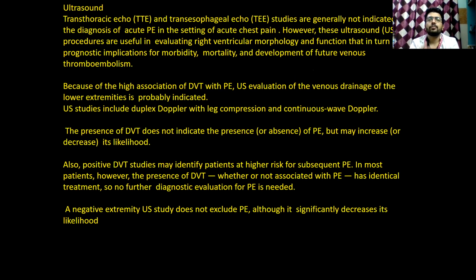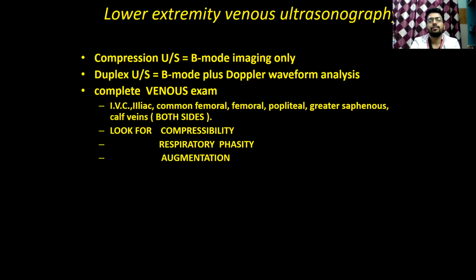Ultrasound: transthoracic and transesophageal studies are generally not indicated. Because of its high association of DVT and PE, US evaluation of venous drainage of the lower extremity is probably indicated. Presence of DVT does not indicate the presence of PE, but may increase its likelihood. Positive DVT studies may identify patients with high risk of subsequent PE. A negative extremity ultrasound study does not exclude PE, although it signifies decreased likelihood.